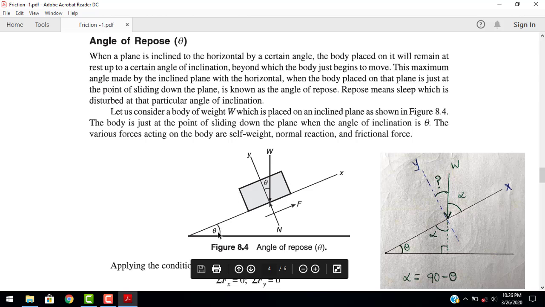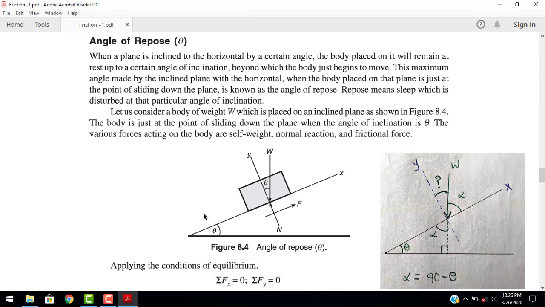Now I will increase this theta to 25 degrees. Even at this angle the body does not slide down. Now I will increase this theta value to 30 degrees. Even at this stage the body does not slide down. But now I will increase this angle to 31 degrees. At this stage I can observe that the body starts sliding down.